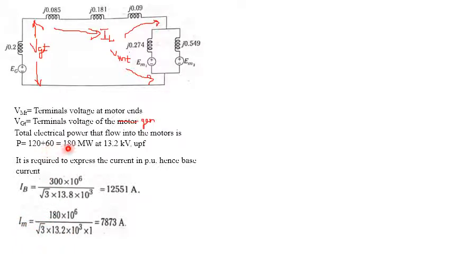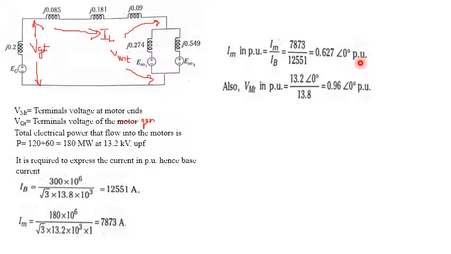So what is the actual value? Because these two motors are working at 180 megawatt, at 13.2, root 3 into 13.2. What is the power factor? It is unity power factor. So we'll get 7873. Okay, so this is the actual value. This is the base value. We have to convert it: actual value divided by base value. We get 0.627 at an angle of 0. Why? Because it is working at unity power factor.